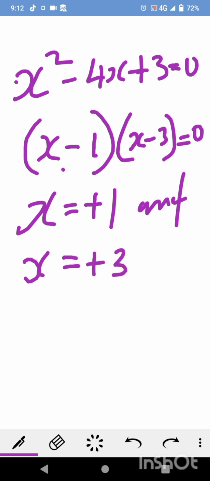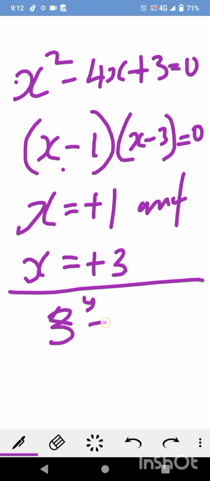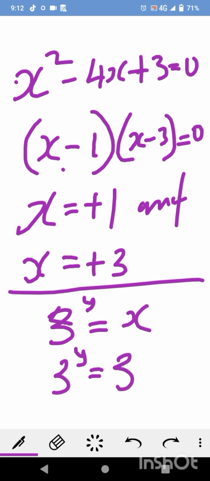Alright, so we are not done. Remember we said let 3 raised to power y be equal to x. That was what we said before. So now 3 raised to power y is equal to, first value is 3. Let's take 3. It tells us that our y must be equals to 1.